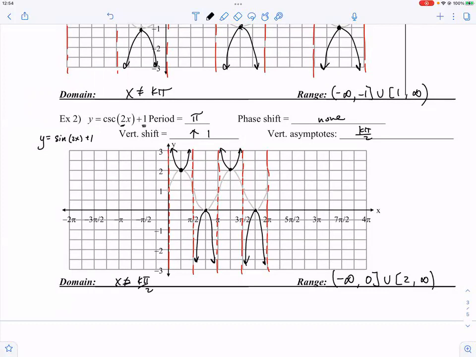Okay, so that's the transformed graph. So tomorrow we come back, we do more practices.